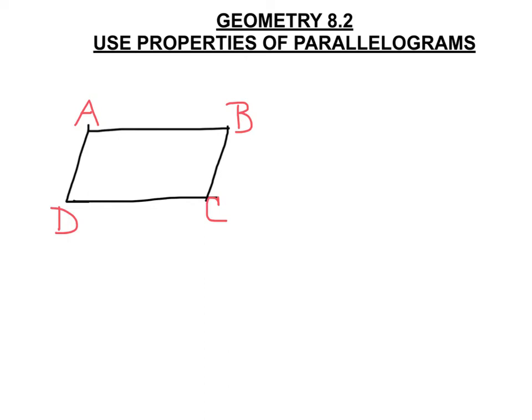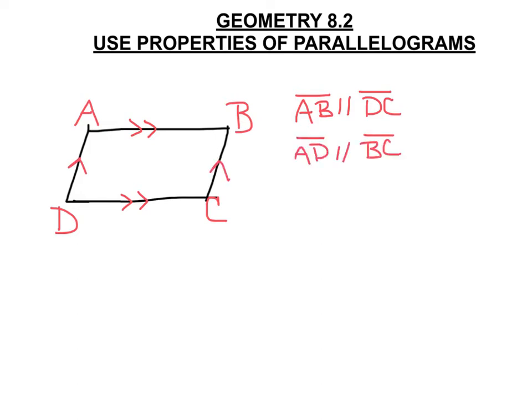Today in Geometry, Chapter 8, Section 2, we're going to look at some parallelograms and use some properties to solve some problems. Let's talk about what a parallelogram is first. In a parallelogram, opposite sides are parallel, which means that AB is parallel to DC, and also that AD is parallel to BC.